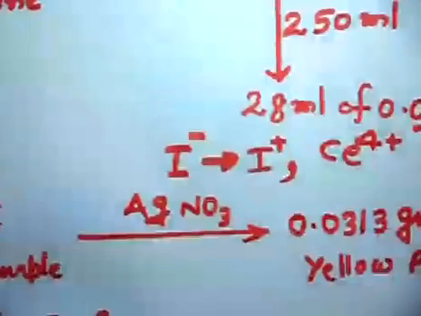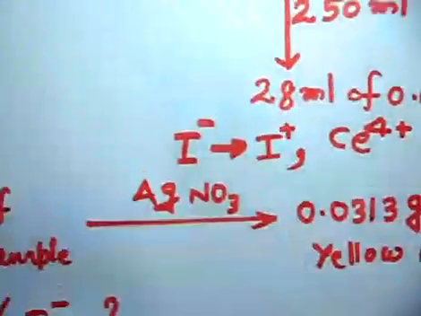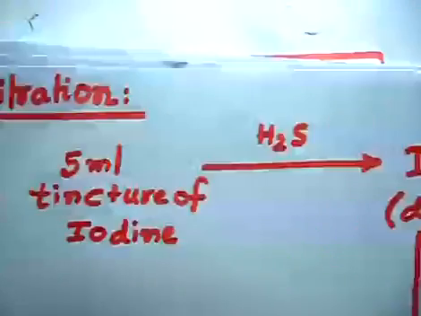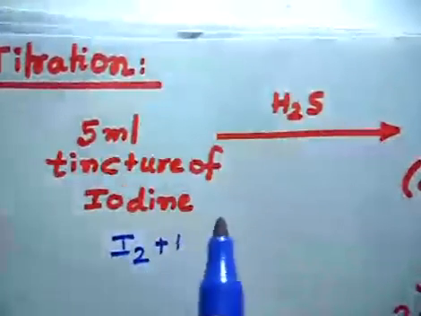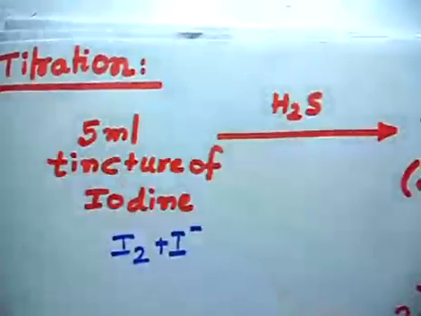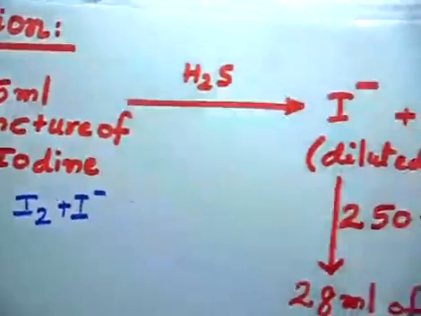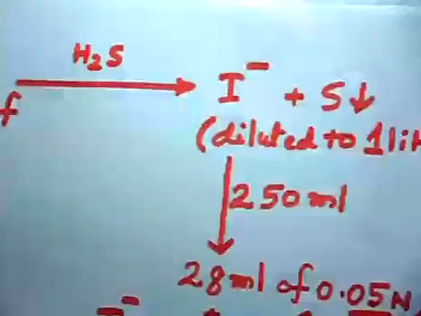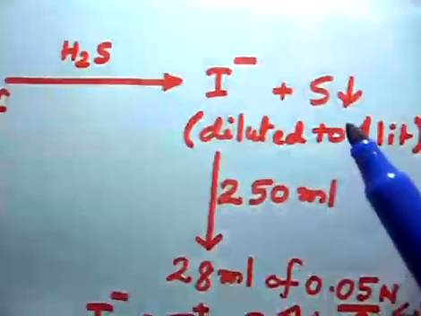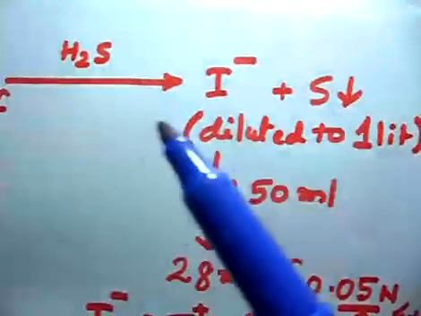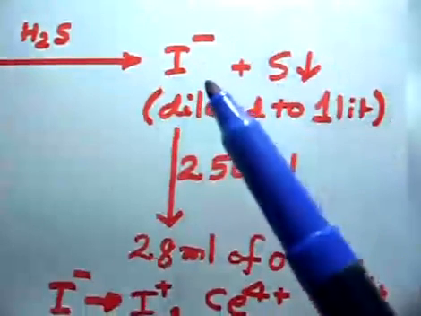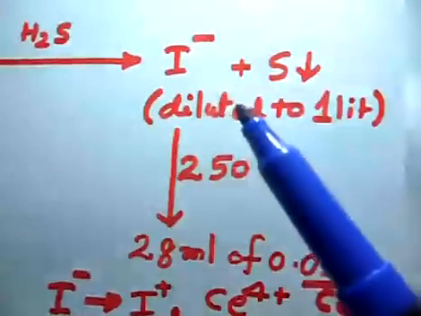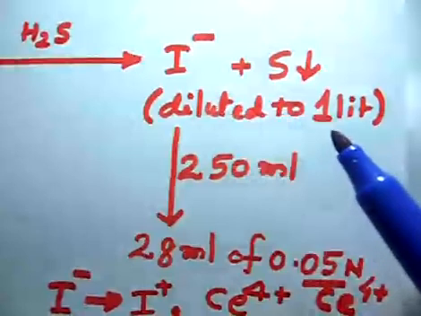And now see, tincture of iodine is nothing but I2 plus I minus. So initially I have I2 and some I minus. Now whatever iodine I have is converted into I minus, and sulfur gets precipitated off from H2S. Now this solution is made up to 1 liter. So initially I have taken only 5 ml solution, and this has been made up to 1 liter.